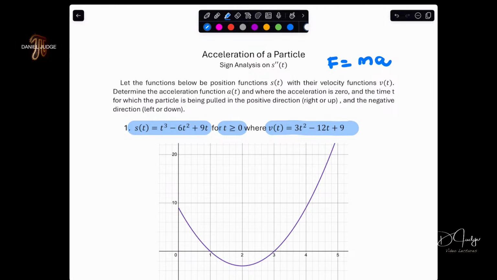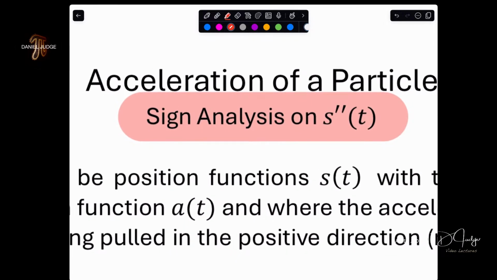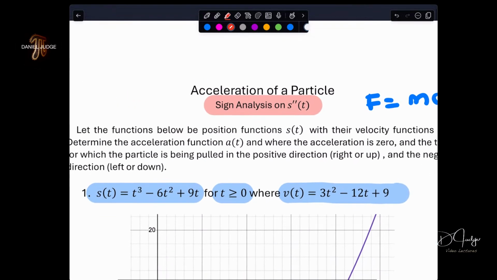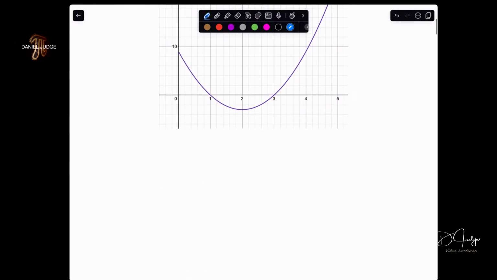Now, the essence of this video is to perform sign analysis on the second derivative of the position function, or sign analysis on the acceleration function. So I want to put that down there. And away we go. Sign analysis on acceleration. It's going to answer everything we need.